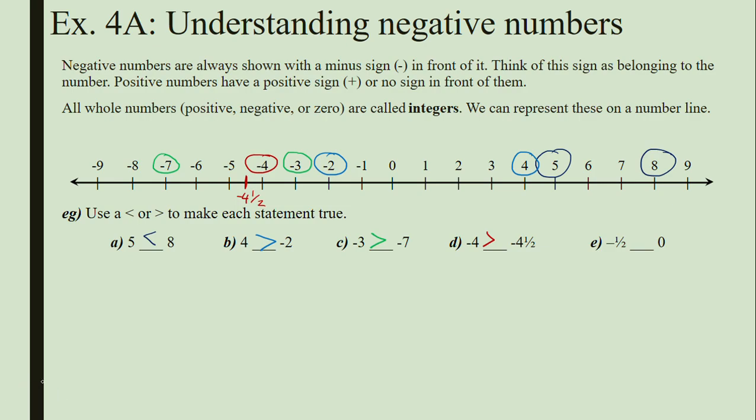And finally, part E, okay, -1/2. I know I've been a little bit naughty here and I've given you numbers that aren't necessarily integers. -1/2 is here, okay, right between 0 and -1. Okay, so it's halfway between the two. And here's 0. Well, 0 is still larger than -1/2. That's really all there is to this. Okay, there's no tricks, there's nothing too difficult.